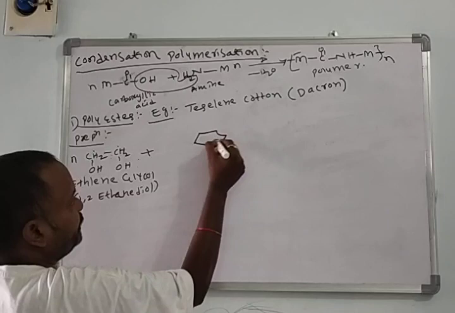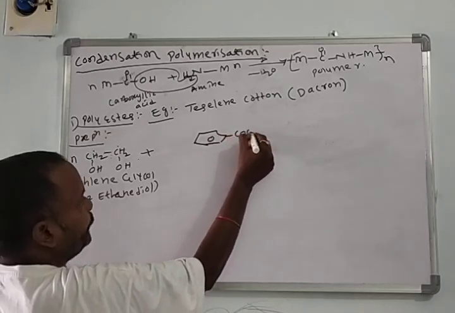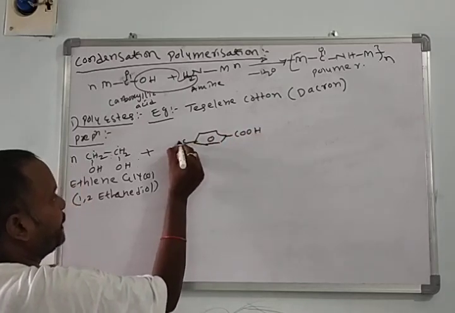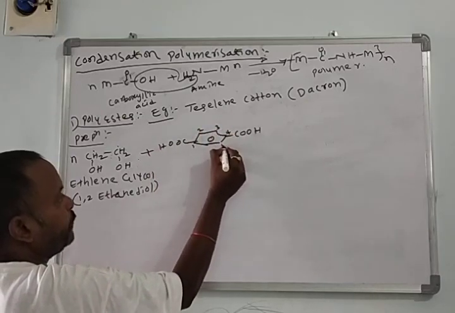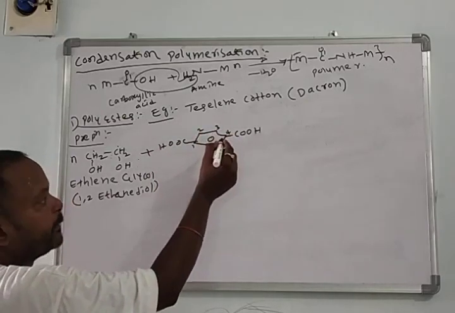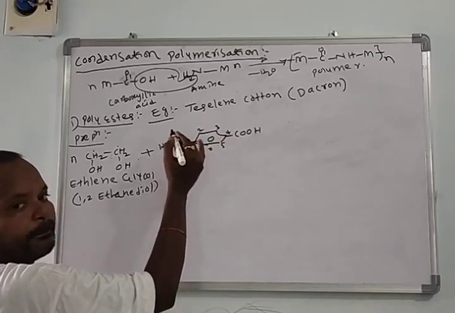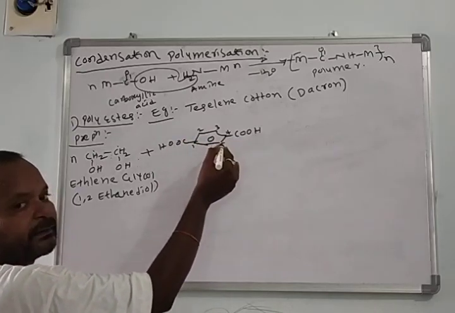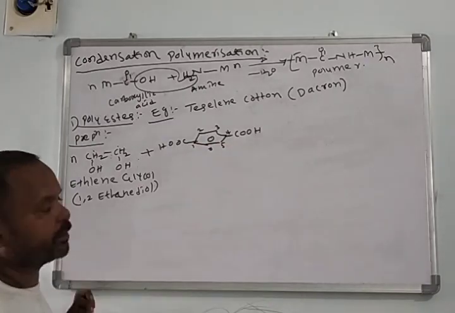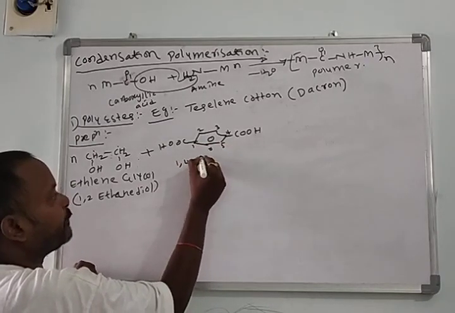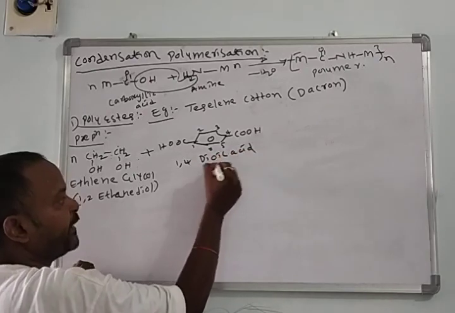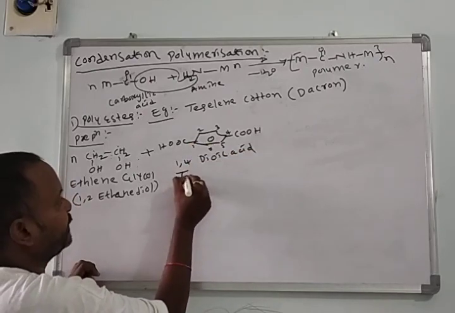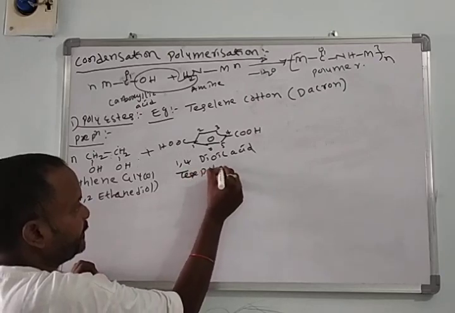What is the meaning of terephthalic acid? 1,4-dicarboxylic acid. Here 1, 2, 3, 4, 5, 6. Here benzene has two carboxylic acid groups at 1 and 4 positions. This is simply called 1,4-dioic acid, terephthalic acid. This is the terephthalic acid.